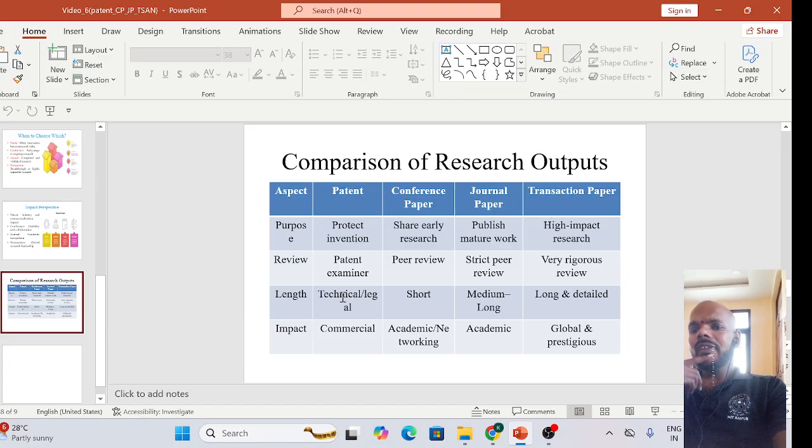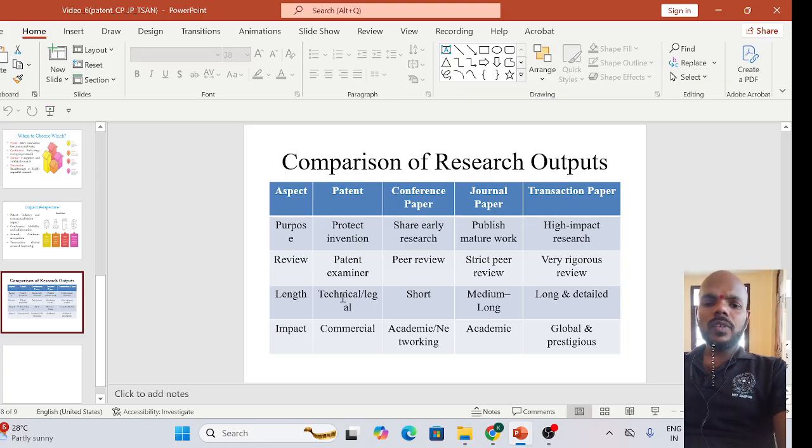Impact: when you want to put out any product for commercialization, you can go for the patent. Whereas with a conference paper, you want to improve academics or networking, you want to improve your network and academics, in that case you may go for the conference paper, whereas a journal paper is academic, and a transaction paper is global-level prestige. So these are the major differences between the patent, conference paper, journal paper and transaction paper.